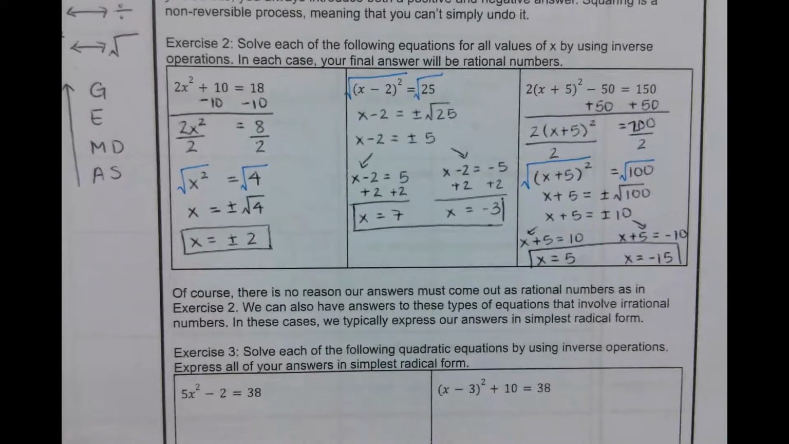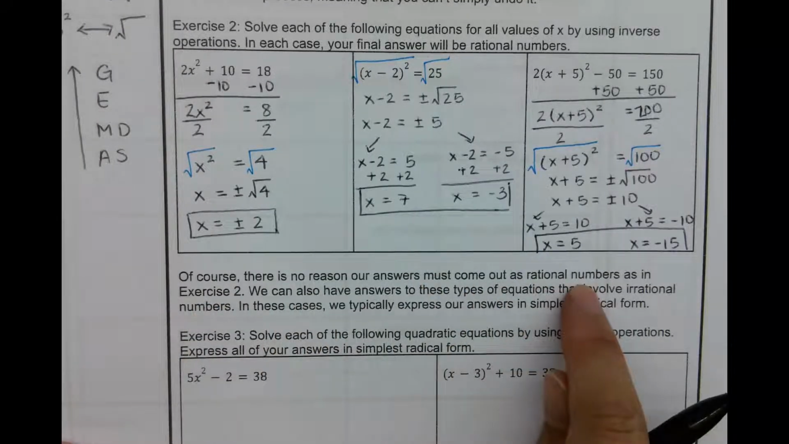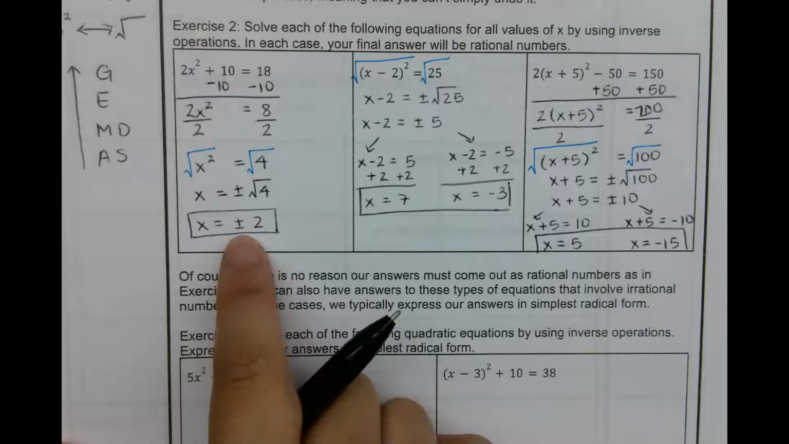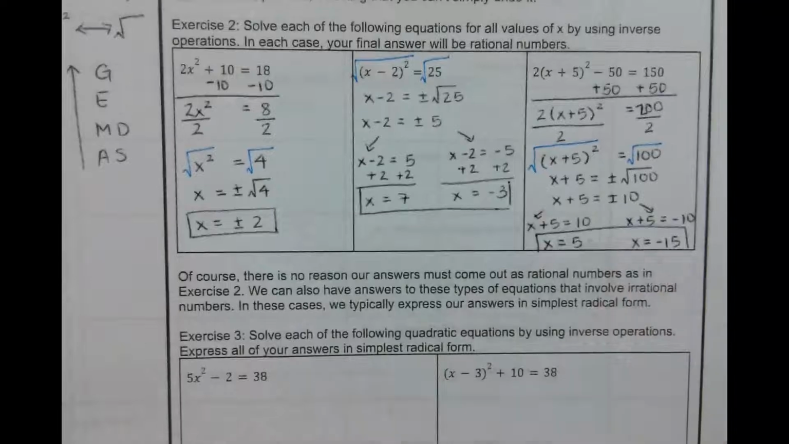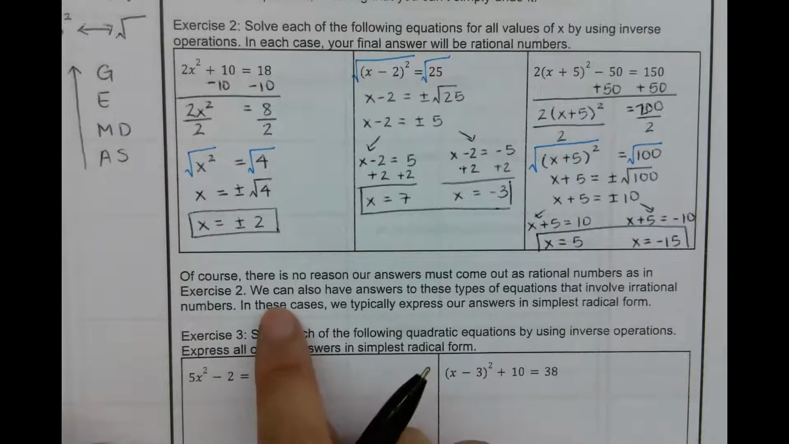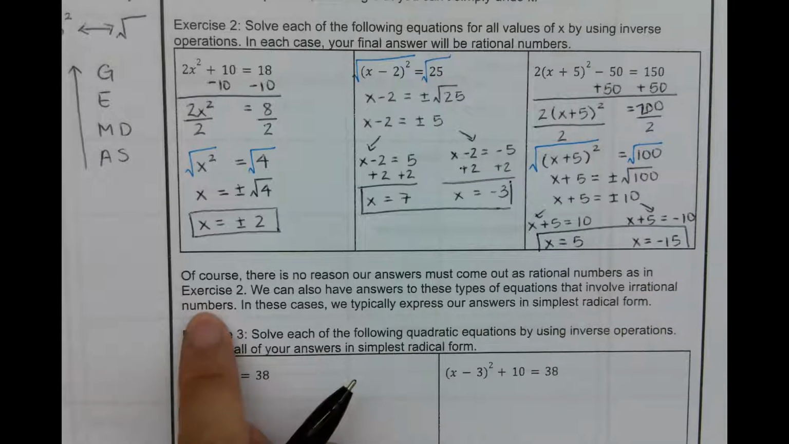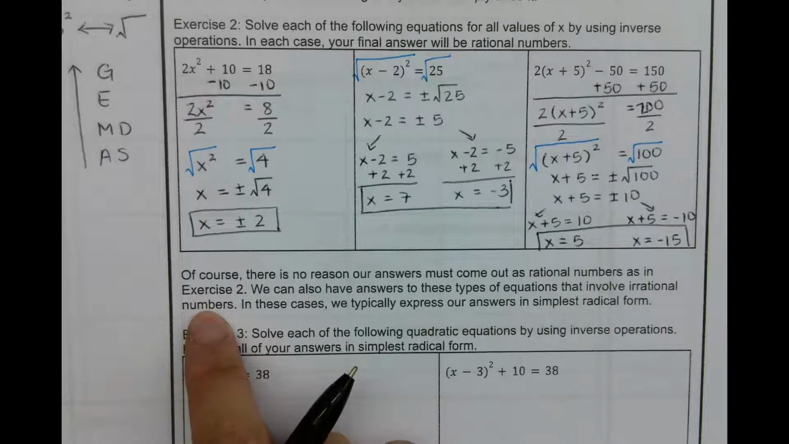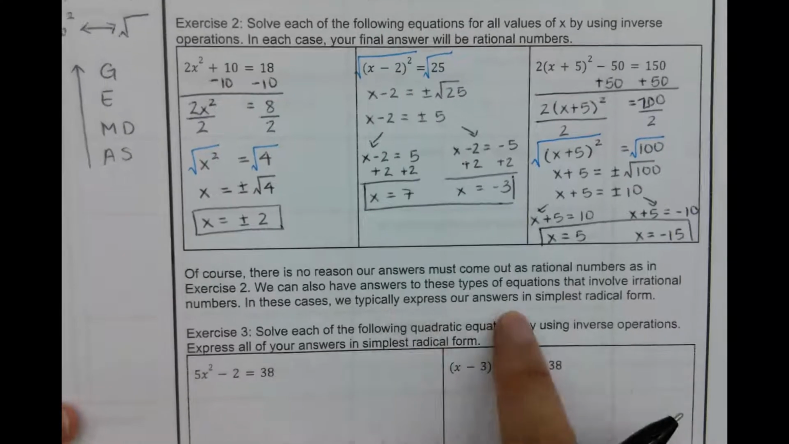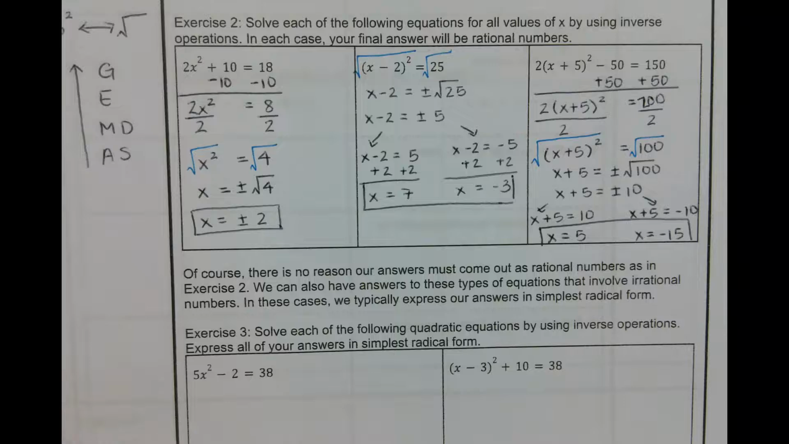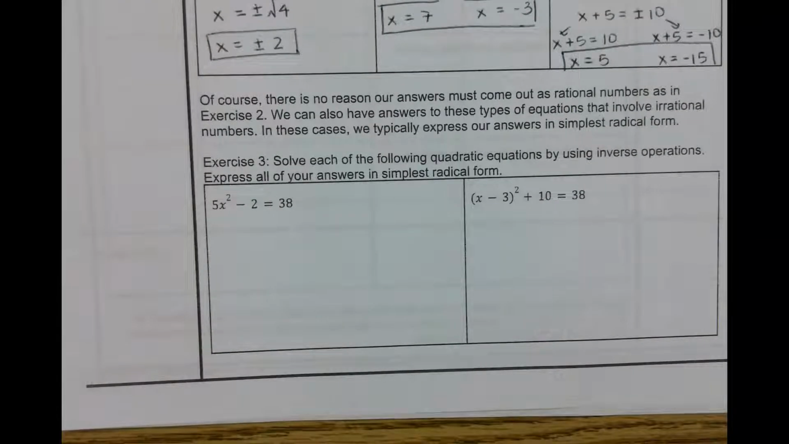Okay. However, of course, there's no reason our answer must come out as rational numbers as in here. It doesn't have to be nice numbers like positive 2, negative 2, 7, negative 3, 5, negative 15. That doesn't have to be true. Sometimes we have irrational numbers as well, where numbers cannot be written as fractions. They are not as nice and simple. In these cases, all we do is express our answer in simplest radical form. Okay, so that's what we're going to do here. We're still going to go reverse order of operations.